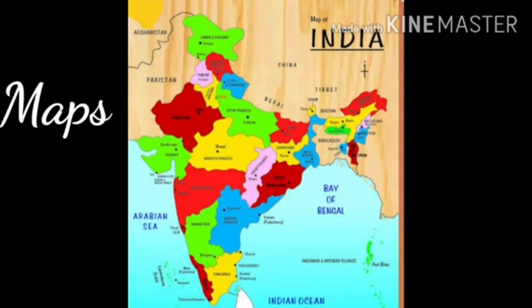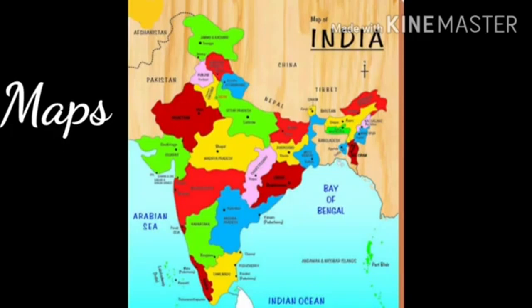Children, what are the advantages and limitations of a map? Yes, a map is better than a globe as it can be folded and carried anywhere. They also give more specific and detailed information as compared to a globe.